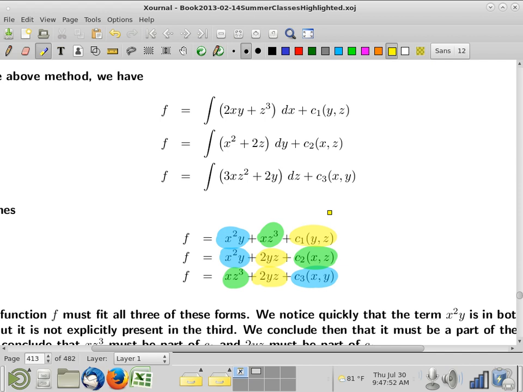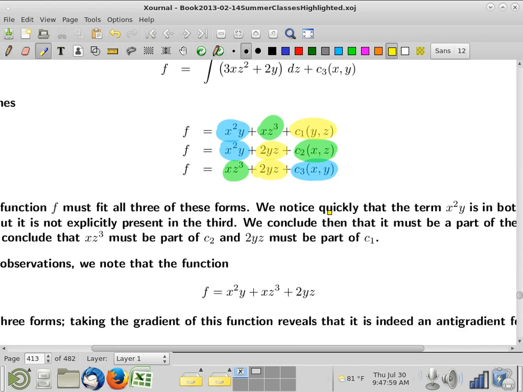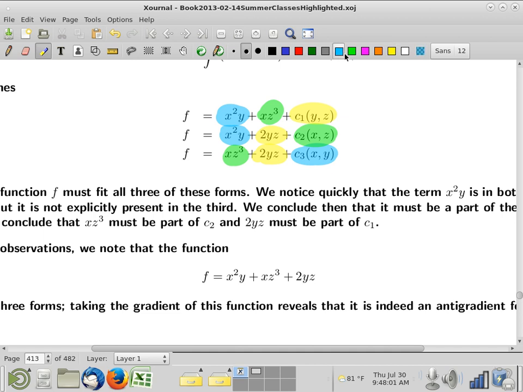So with those choices, we found a single function that's equal to all three of these expressions. So it is x squared y plus xz cubed plus 2yz. And that's what f is. That's our anti-gradient.